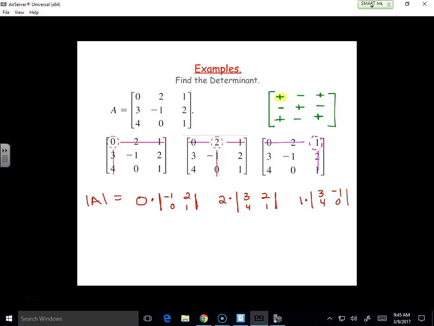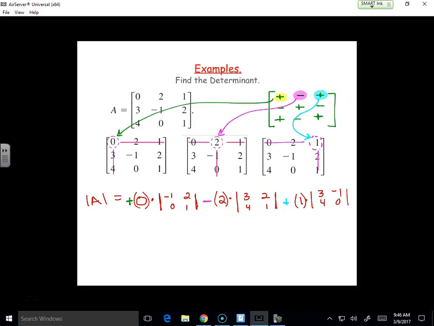Now, what does this mean? This positive is going to go outside the 0. This negative is going to go outside the 2. And this positive is going to go outside the, where is he? There he is. Outside the 1. So I do not randomly change the sign of the number that's there to be what's the sign in the chart. I add the sign in.